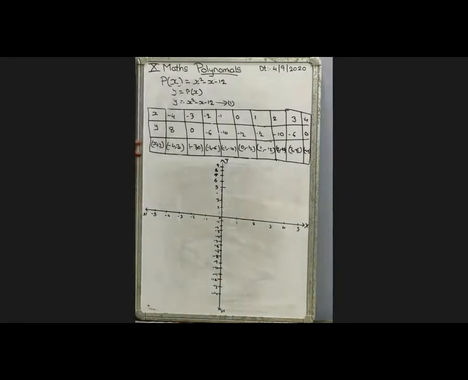Now we come to this point. The first point is -4, 8. -4 means here, -4. Here 8. Which 8, positive or negative? It is positive. So you take -4 here, and 8 is exactly where you see it. So you can put one dot here.